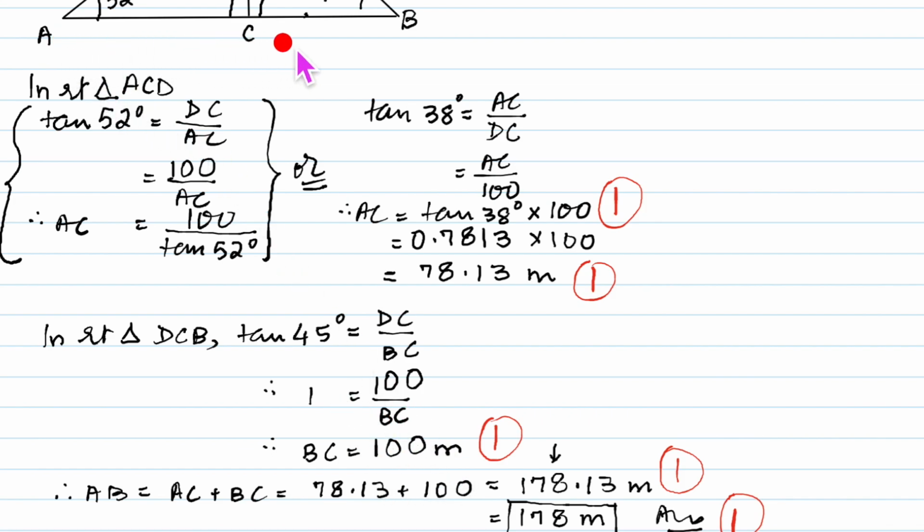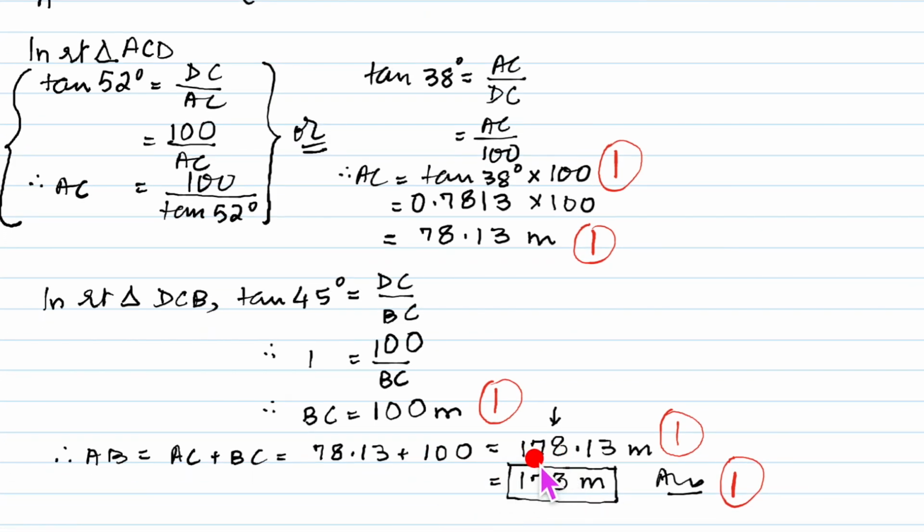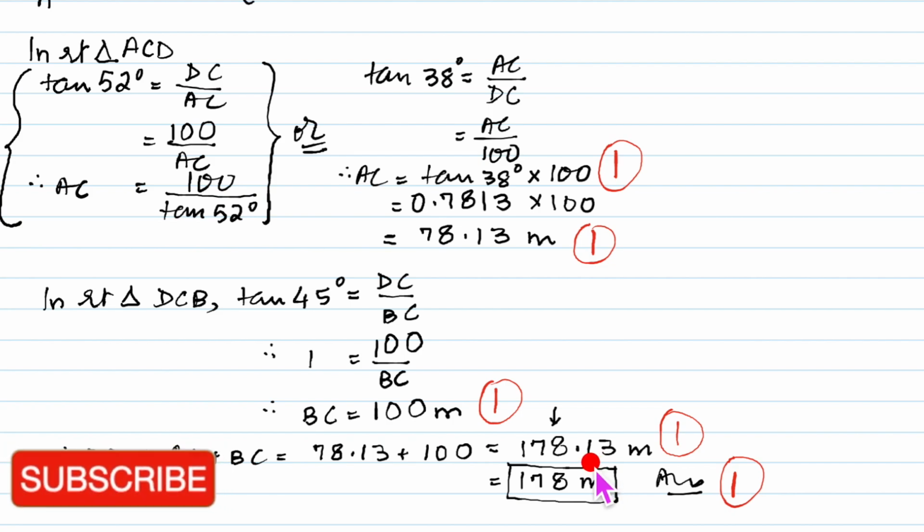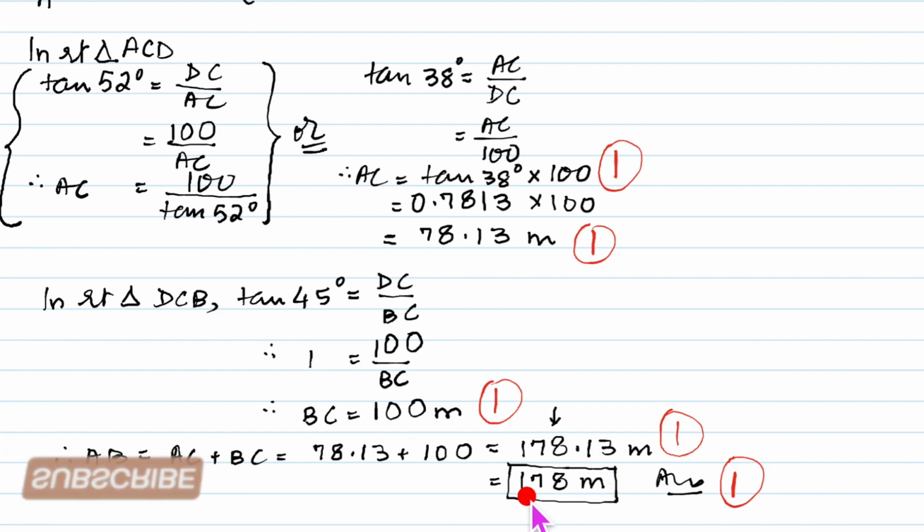Now AB will be AC plus CB. Can you see that? So we will add 78.13 and plus 100. So that will give us 173.13, but they asked us to round off to the nearest meter. So this is the meter value, the unit value, and since this digit is less than 5, we will round off to 173 meter.